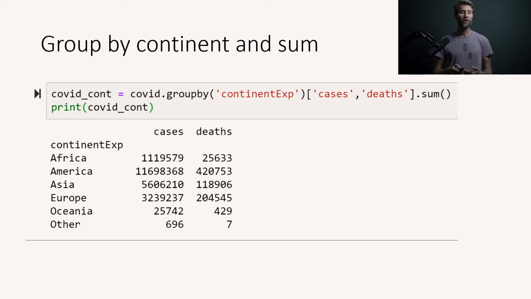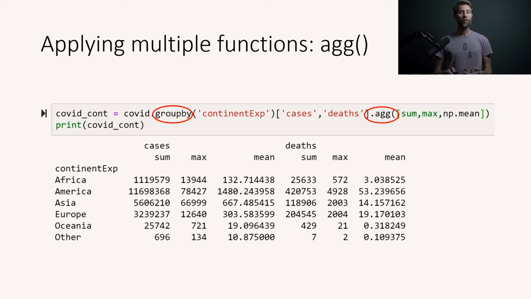Another very useful function is groupby. In this example, we are grouping the COVID cases and deaths by continent. At the end of this statement, we include the sum method to sum all cases and deaths per continent. In a similar way, we can also determine the mean or the median per continent. It is also possible to apply the groupby function and the agg function together. This allows us to calculate multiple statistics in one go. In this case, we are calculating the sum, the maximum, and the average number of cases and deaths per continent.